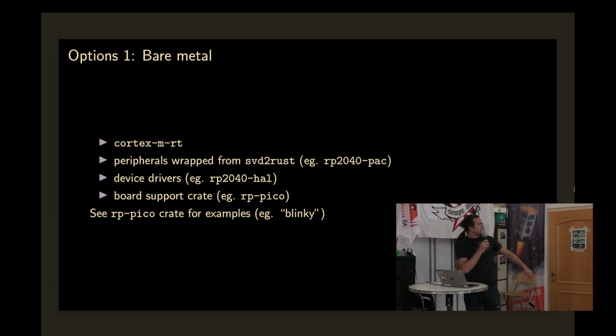The last one of those are also those, if you're getting started on that track, that give you good examples. So for example, in the RP Pico, in actually most of the board support crates, you will get some example called Blinky that just makes an LED blink.